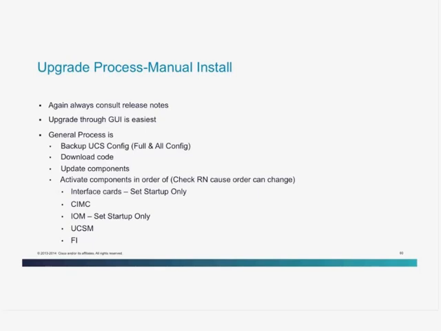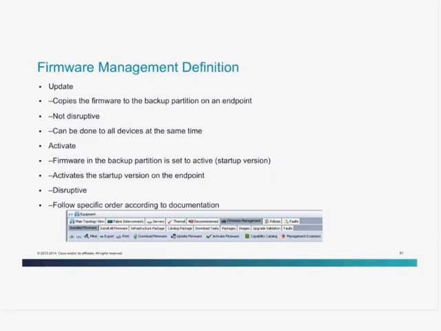So a general order that is specified here is the interface card and the CIMC, which are the components of the blade, and then the infrastructure firmware, which is the IOM, UCSM, and fabric interconnect. Now, I talked about two things here, update and activate, so I'll also let you know what exactly that is.